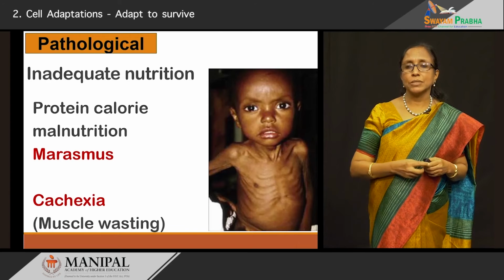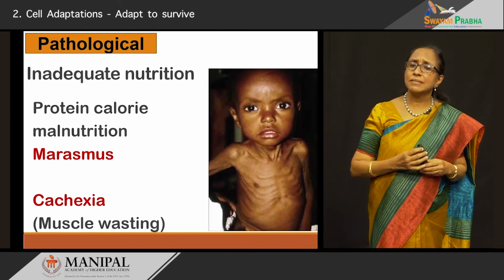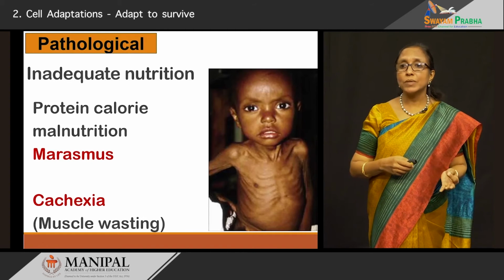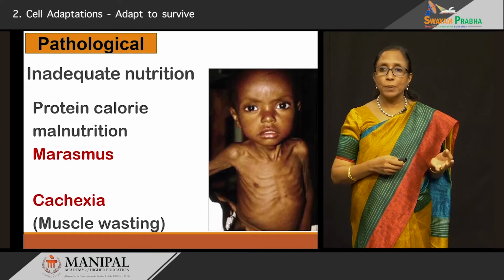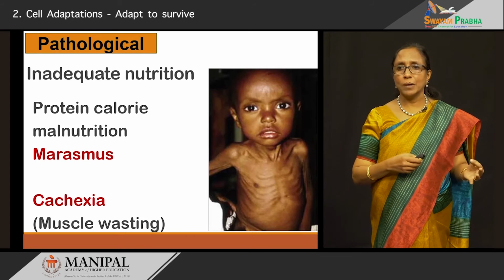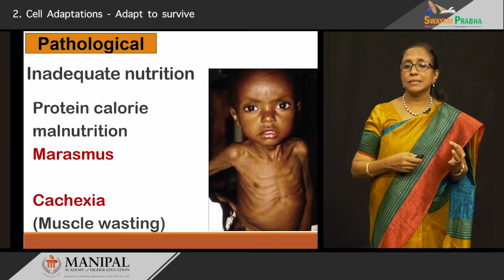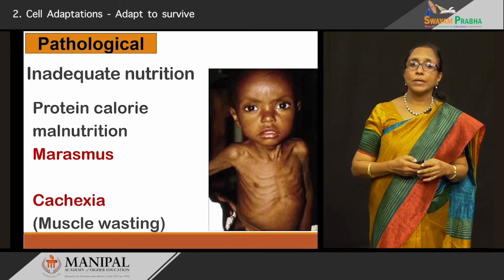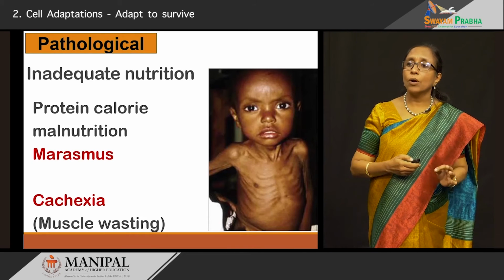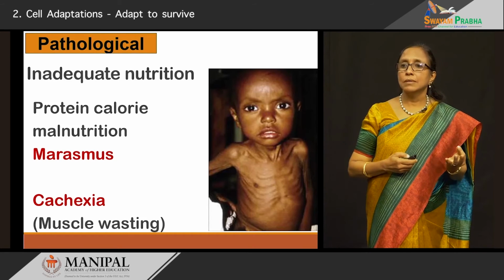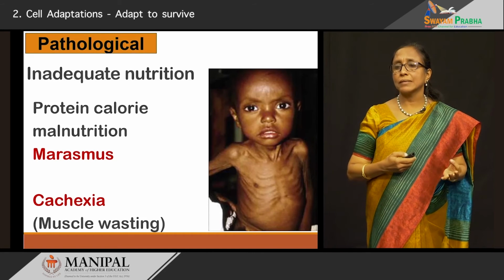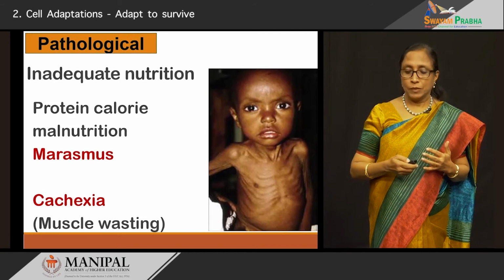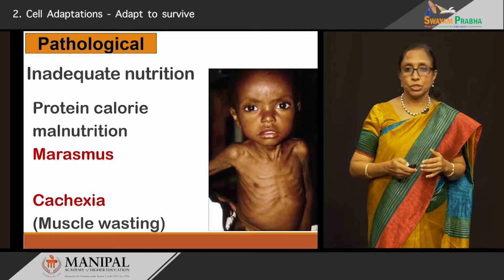A similar situation can also be seen with extensive muscle wasting, which we call cachexia. This we see in cancers, in neoplasms, in people who are in the late stage of neoplasms or chronic debilitating diseases. They can have generalized muscle wasting, and that is called cachexia. These are all because of certain cytokines like tumor necrosis factor and such others that cause the muscles to atrophy. This is inadequate nutrition.